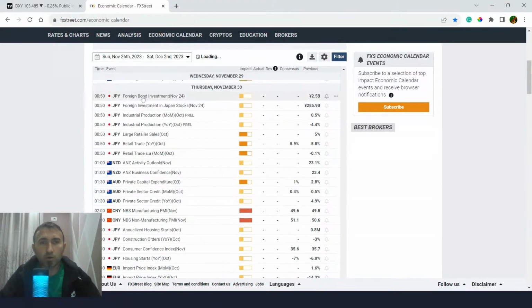During Thursday, we have data from Japan. These are very soft data. We have retail trade data, which are going to be important. I don't know why these are marked orange. It should be red. We have to be careful.